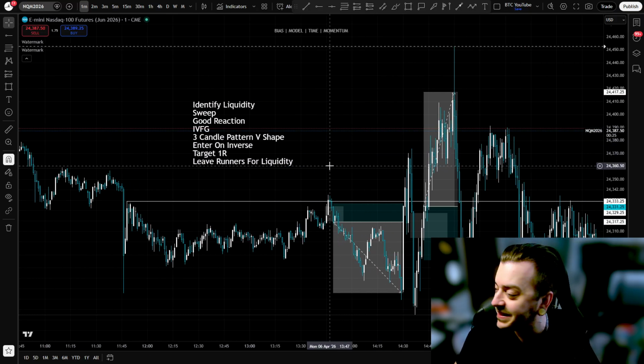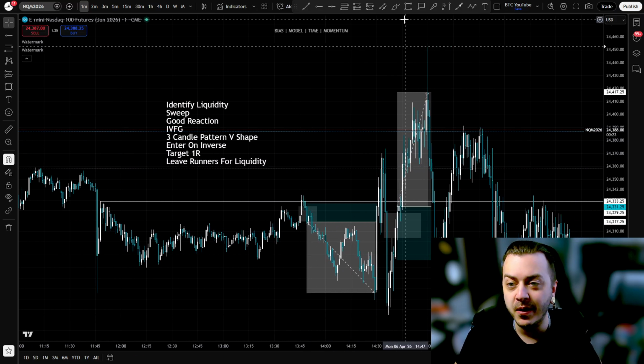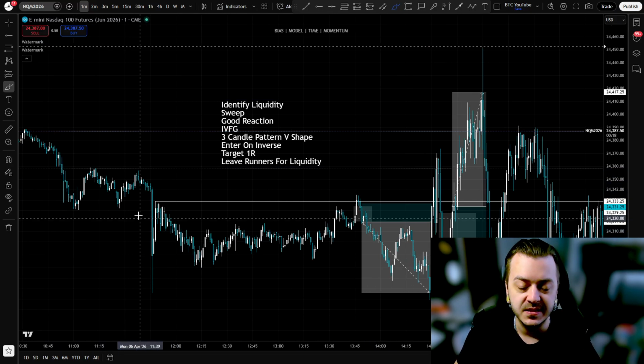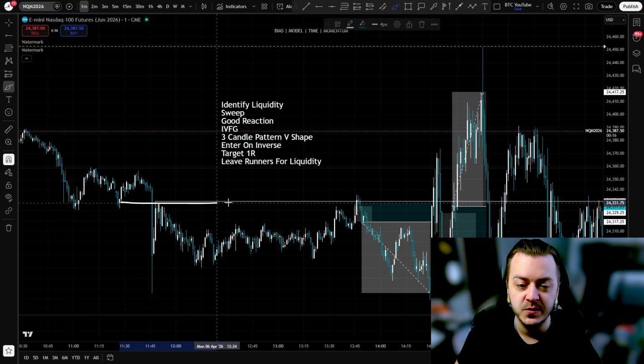First thing is I identify my liquidity. So what am I looking to target? We've got this data low here. This was a news wick. As you can see, a bit of chopping around here. We come up, we sweep this high.